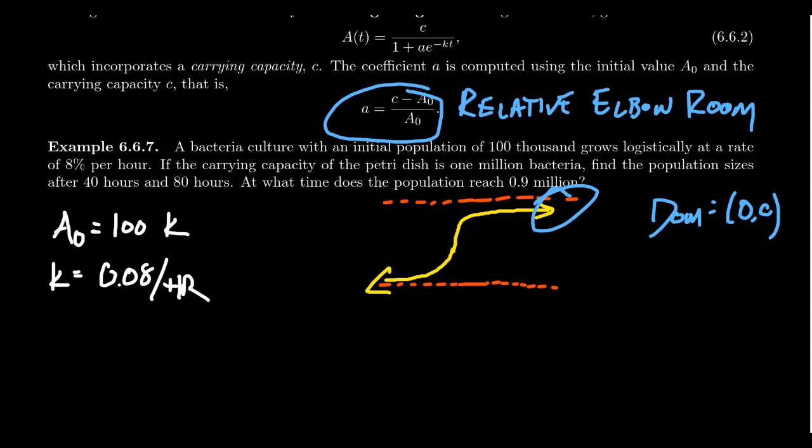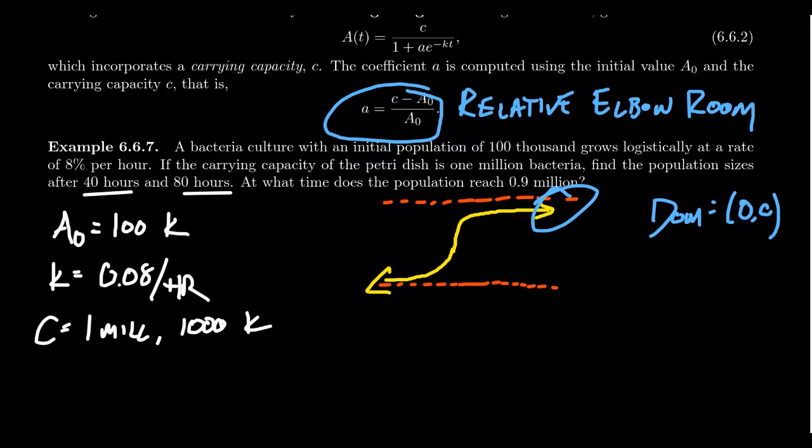If the carrying capacity of the petri dish is 1 million, so there's only so much that this petri dish can hold before there's not enough room for any more bacteria to grow, then that's going to be 1 million as our carrying capacity. To make things a little bit easier, I'm going to say it's 1,000, so 1,000K. Find the population sizes after 40 hours and 50 hours. When will the population reach 0.9 million?